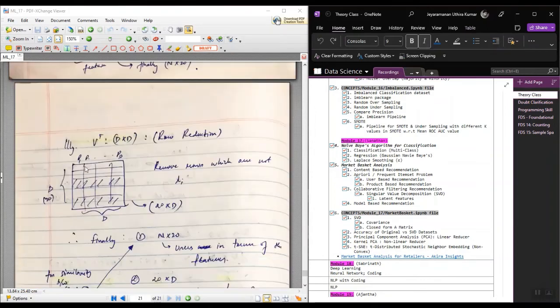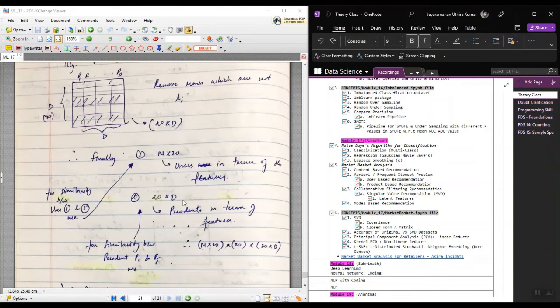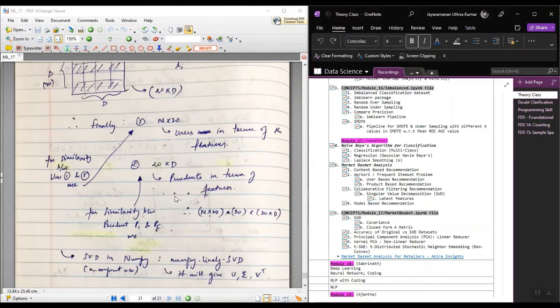In the same way we will reduce the V transpose, in which we will remove all those rows which are not in the eigenvector. This will become 20 times D. So once we have n times 20 and D times 20, the overall matrix will be smaller. We will use this n times 20 when we want the users in terms of the features. These define users in terms of the features. D times 20, that is the V transpose, are basically products in terms of features. So for similarity between the users, we will use this matrix. For similarity between the products, we will use the other matrix.